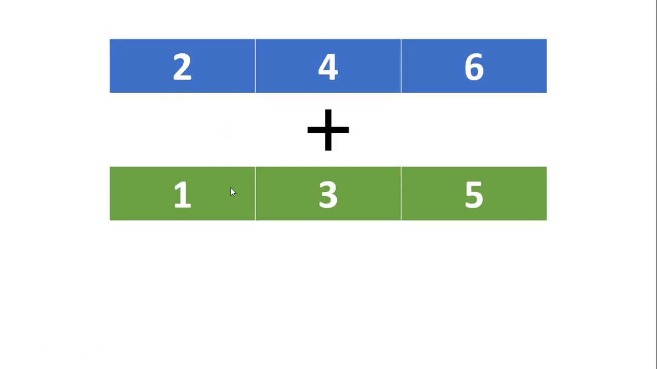So an element-wise addition means we will be adding the elements which are at the same position in both the lists. So that means 2 is at the first position in the first list. Similarly, 1 is at the first position in the second list. So we will go ahead and add 2 and 1, which will be 3. Similarly, we will add 4 and 3, which should be 7. And then we will add 6 and 5, which should be 11.